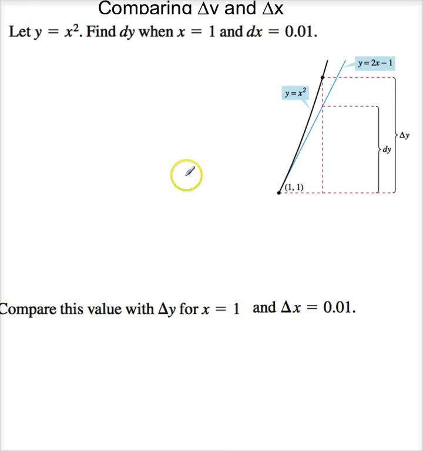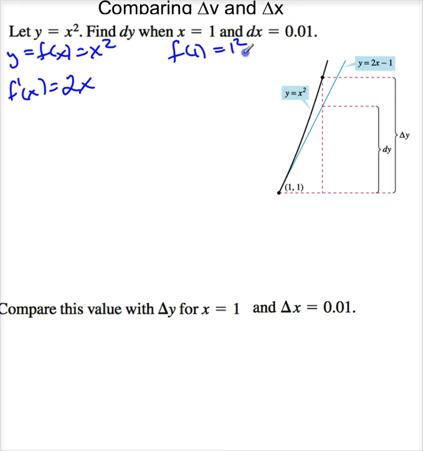Let's do a comparison of delta y and dy. Let y equal x squared. Suppose I want to find dy when x is 1 and dx is 0.01. Well, let me let y equal f of x equal x squared. Then f prime of x is 2x. Now f of 1 is 1 squared, which is 1. f prime of 1 is 2 times 1, or 2.